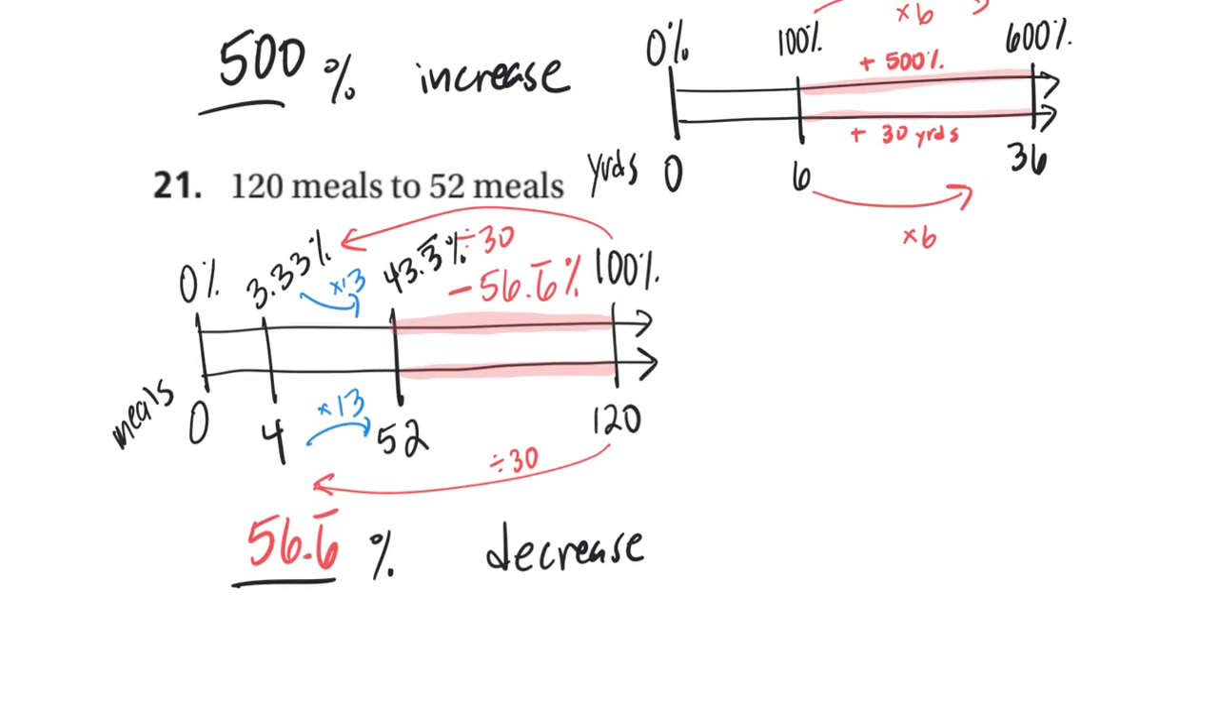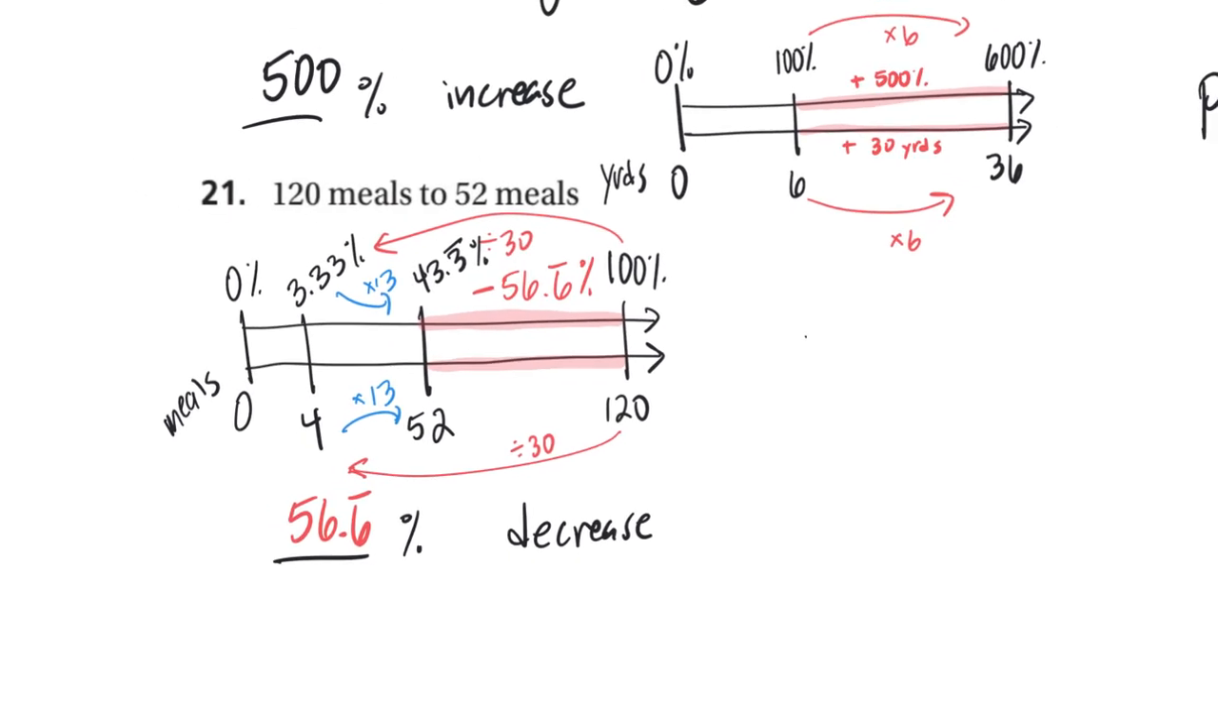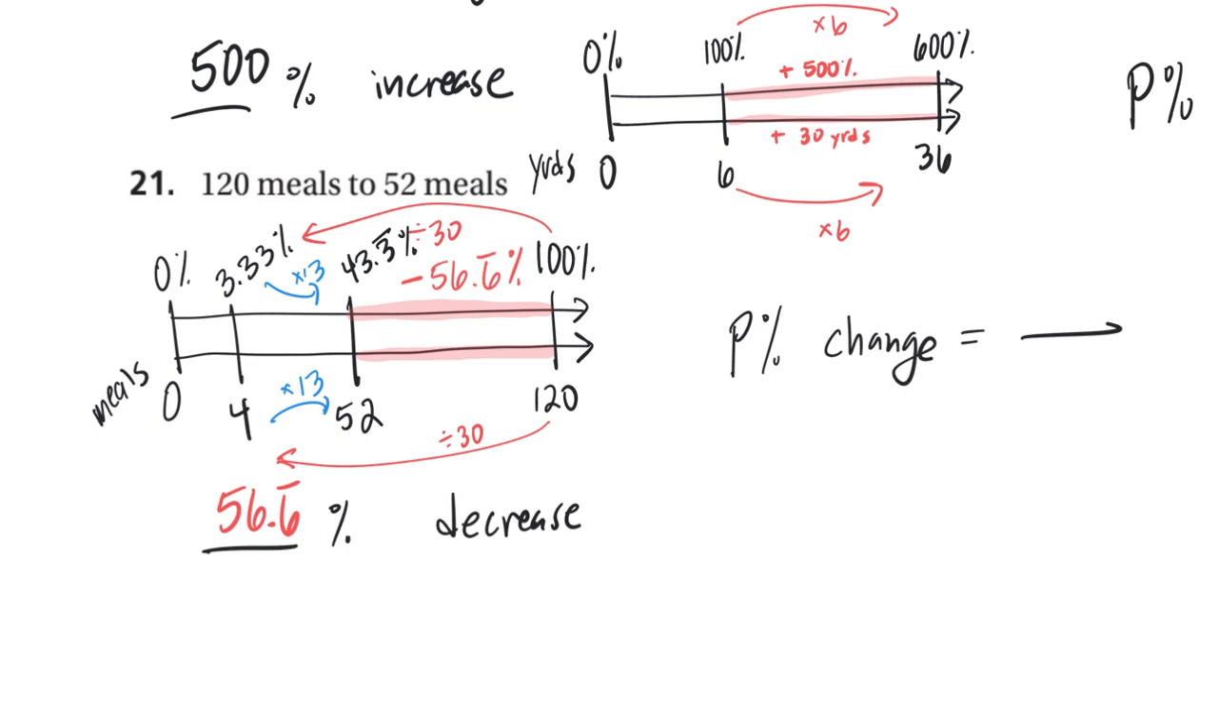How can we do this using the formula? Well, to get the percent of change, we just need to get how much did it change and compare that to the original. How much did it change and compare it to the original amount?